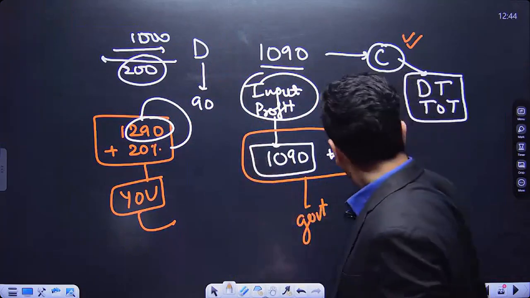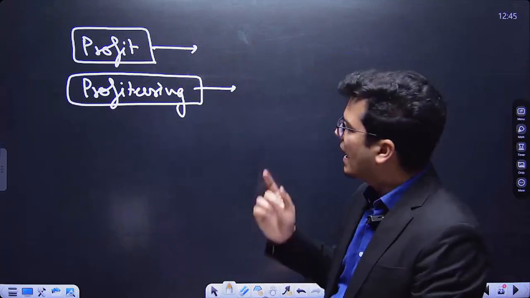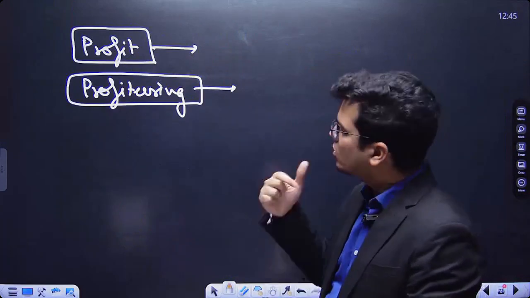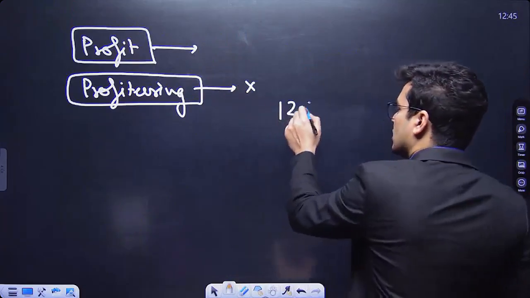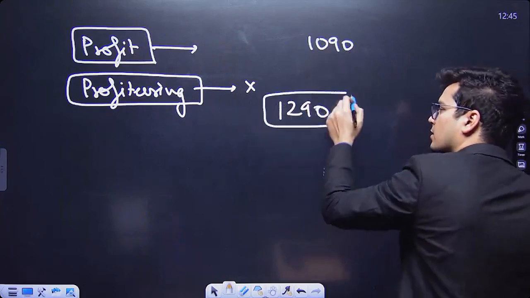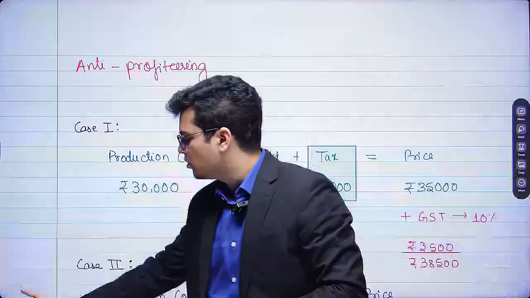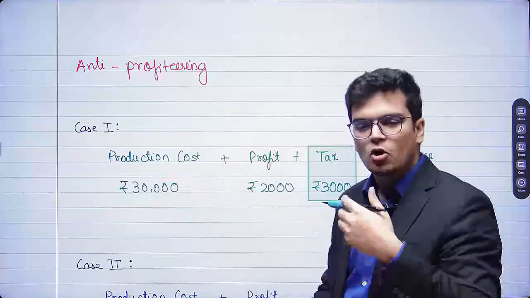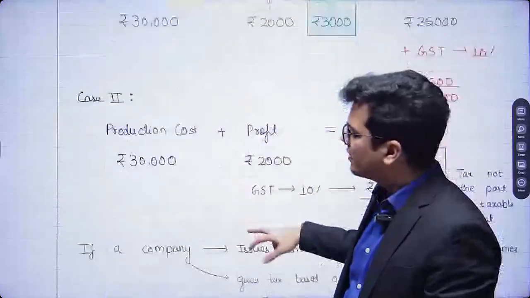This profiteering is not allowed in GST; it is called the anti-profiteering clause. You are not allowed to do this. You cannot write 1290 on the bill, you have to write 1090 only. If you wrote this value, it is illegal. This is the anti-profiteering clause. You must pass the benefit on to the consumer. First clause, anti-profiteering.